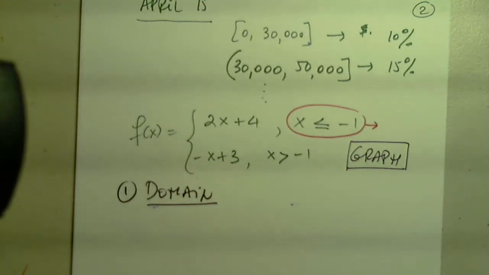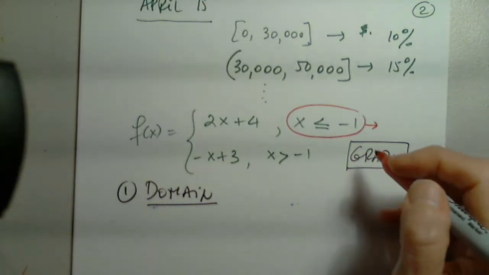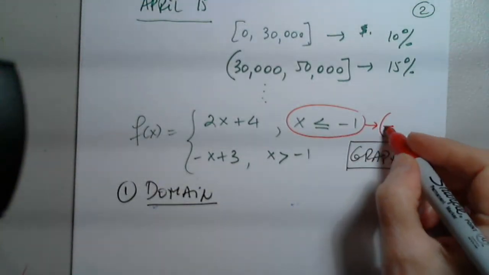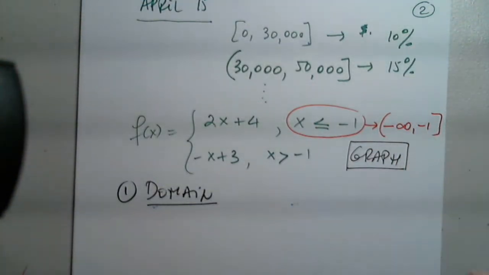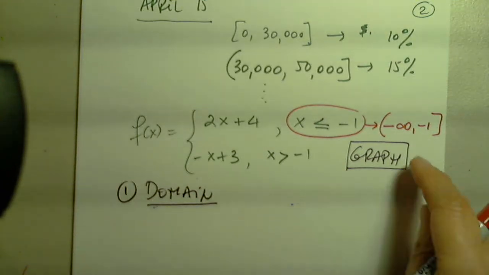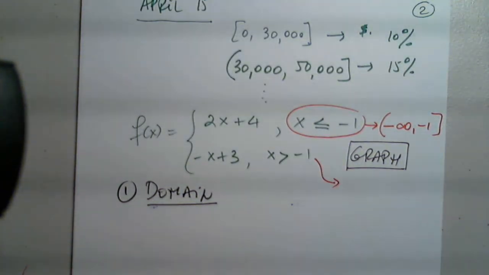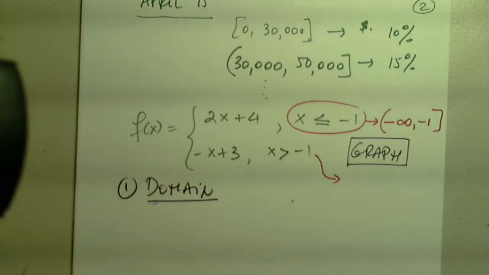Parentheses, negative infinity, comma, -1 bracket? Yes, negative infinity, -1 bracket. Awesome. Can anyone give us this?